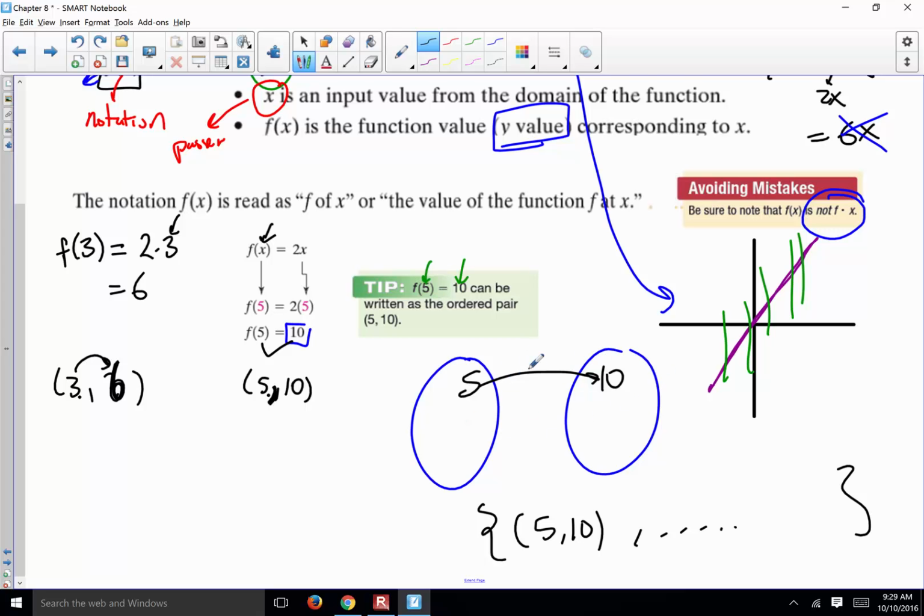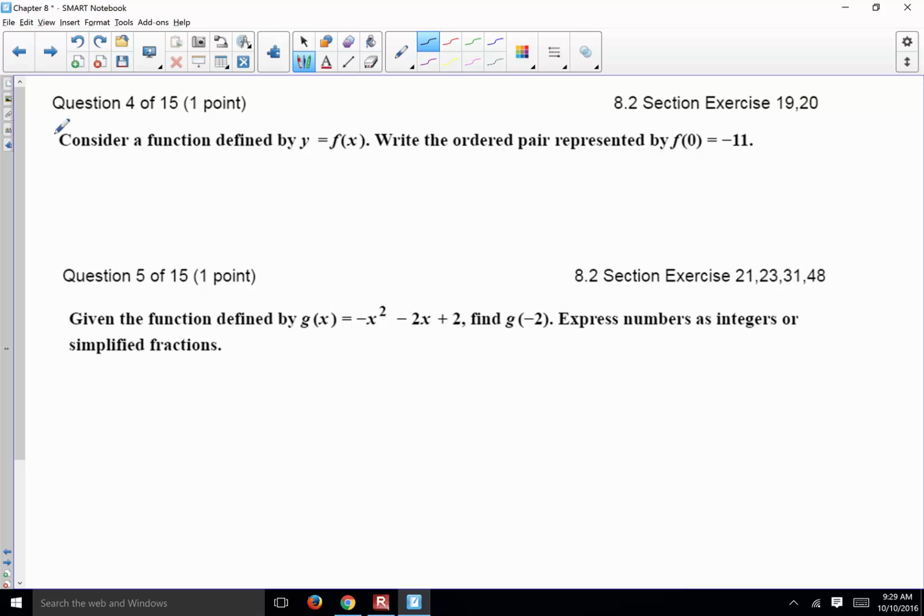Okay? Does the notation make sense? F of x notation? It's just a notation. Don't make it anything more than that. Don't multiply or anything. Okay.